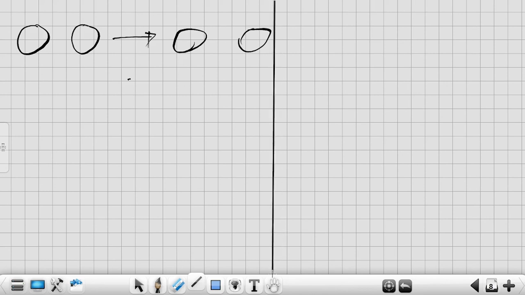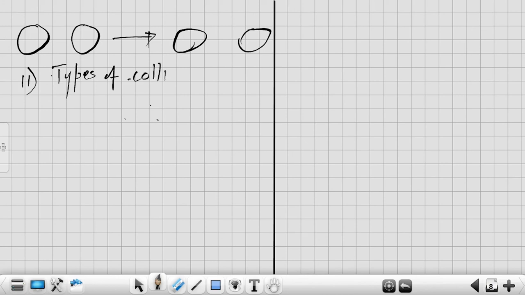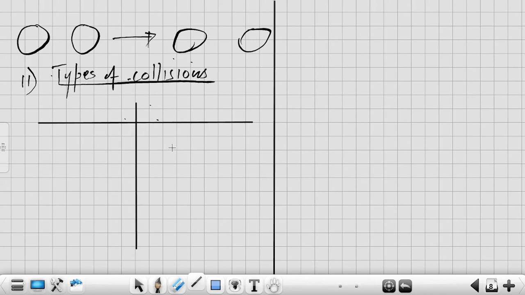So the last part of this lesson should be at number 11 and 12. This is now types of collisions. We have two types of collisions. Let me have my lines here. You have your elastic, and then you have your inelastic.